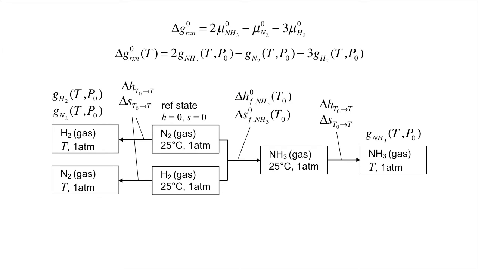From here we can follow the same script as usual, heating to temperature T, calculating delta H and delta S for this leg, and then calculating G as H minus TS.